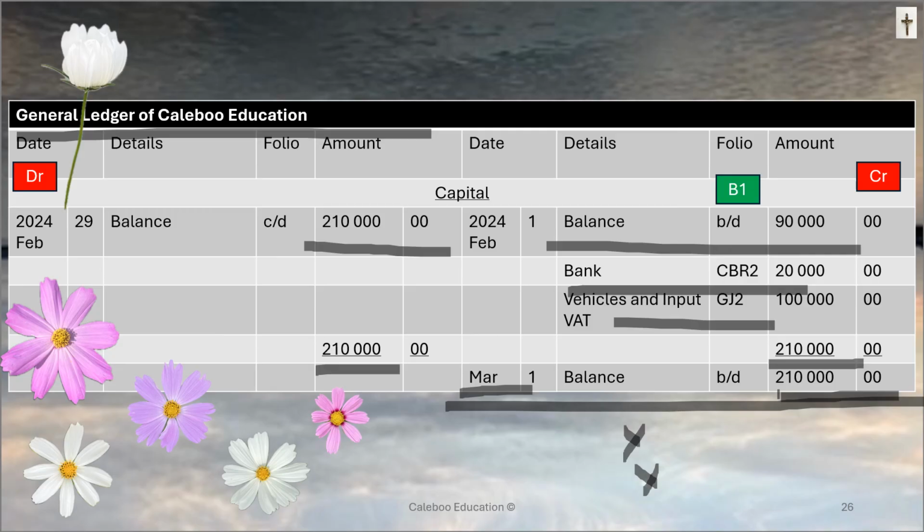So that there is balancing the capital account. It only had entries on the credit side, nothing on the debit side. So the carried down was the total of the credit side, 210,000. But there we go. Now we've balanced the loan account and capital. Let's move on.